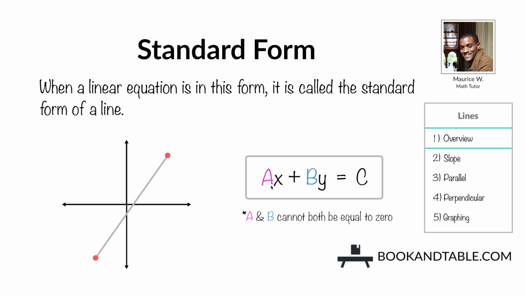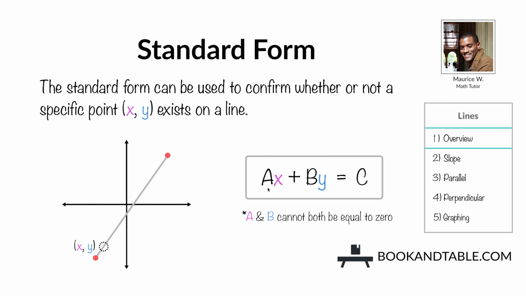So what does this mean? The standard form can be used to confirm whether or not a specific point, x y, exists on a line. So a line is a collection of points, and in standard form, we can figure out if any one of these particular points exists on the line given.